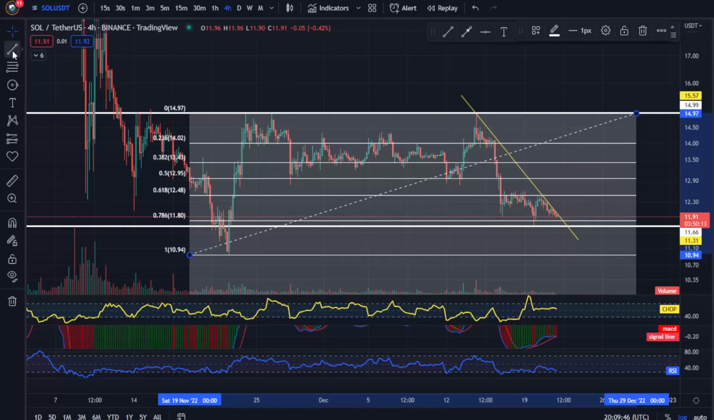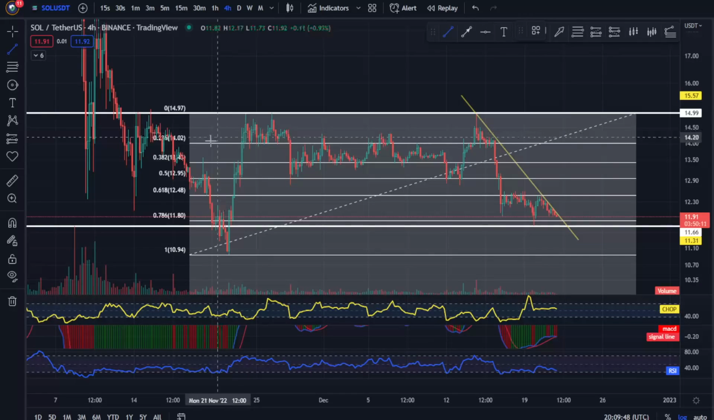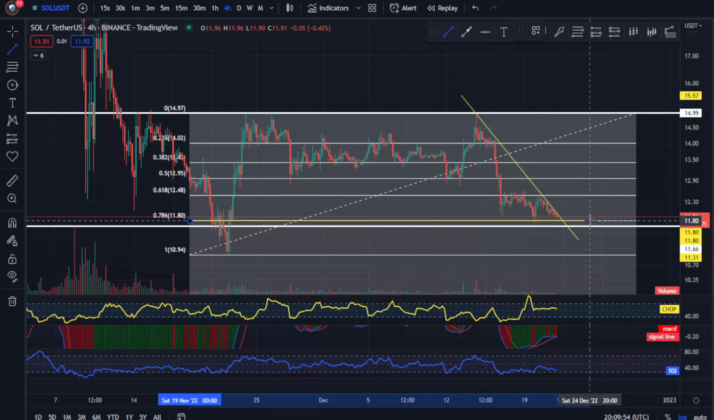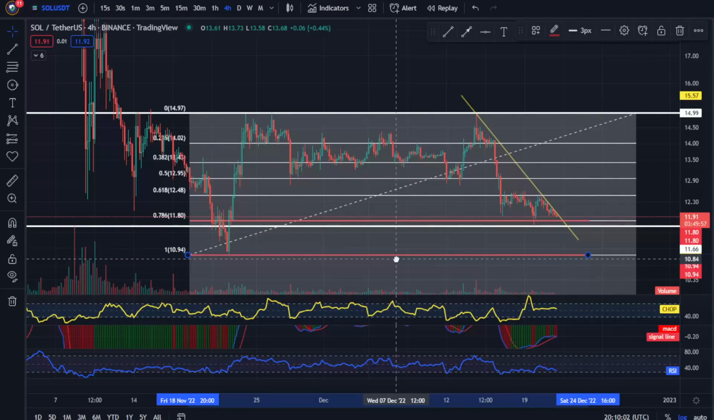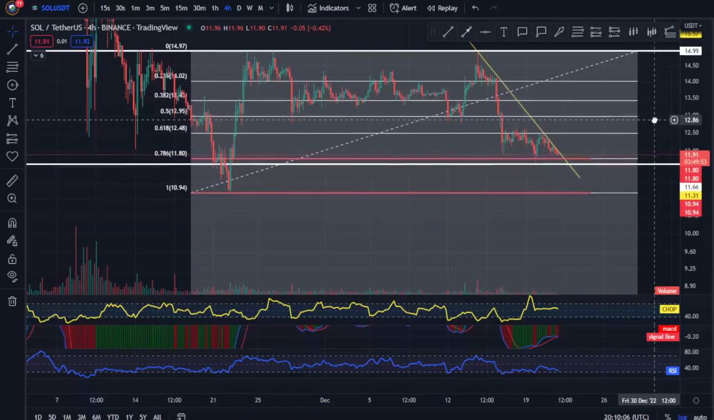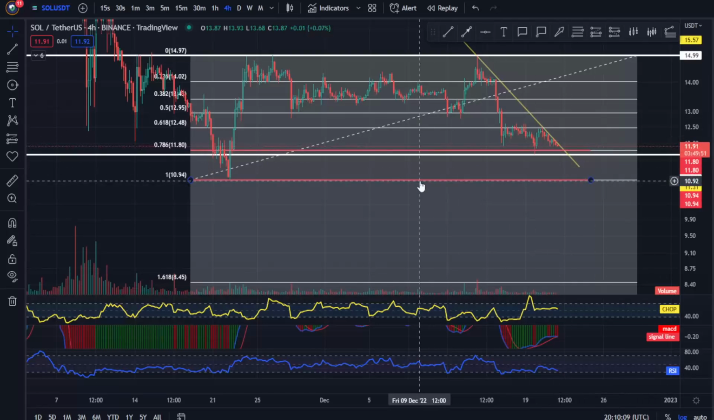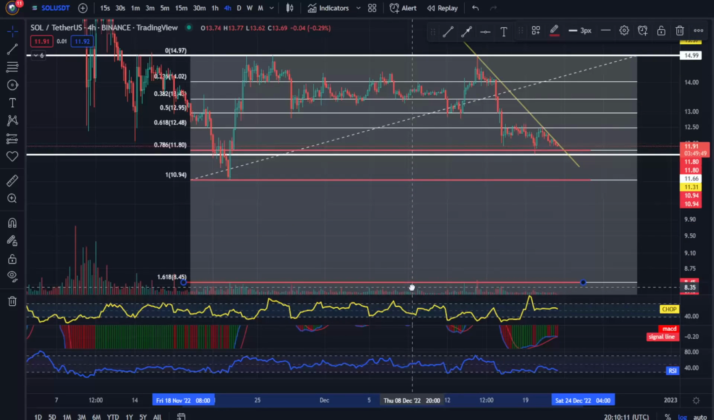Moving on, we will check what supports we should consider. As you can see, we have the first support at $11.80. If the support is broken and the price drops below the channel, we have support at $10.94, which is the place of the previous low, and when the price goes lower, we can see a drop to around $8.46.